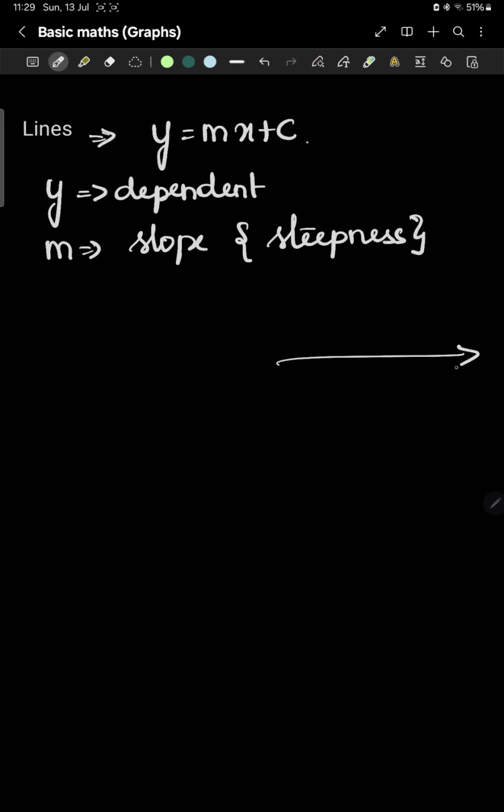When I consider it as an x-axis, if there is a line here, it is like, and here a line, and there is a line here. Let us consider it as line L1, L2, L3. By seeing the line itself, we can say the steepness is more in L3 and it is a little bit lesser in L2 and a little bit lesser in L1.